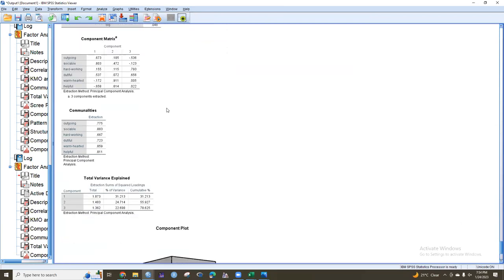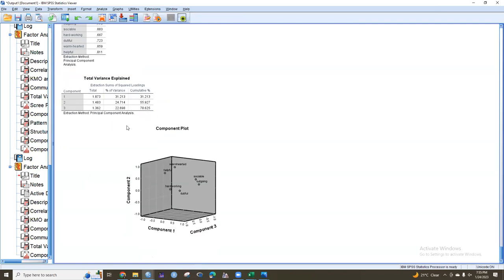Now, if we go to this component matrix, you can see that there are three components, three factors. The first factor has high loadings with outgoing and social. The second factor has more loading, 0.793 and 0.659, for hardworking and dutiful. And the third factor has more factor loading with warm-hearted and helpful. So clearly this indicates that all these observable quantities can be reduced to three components.